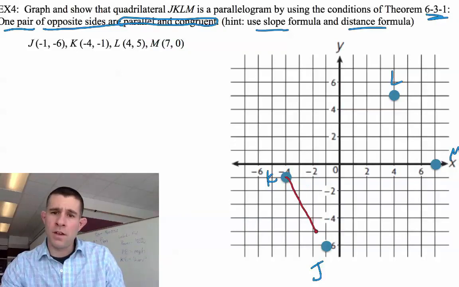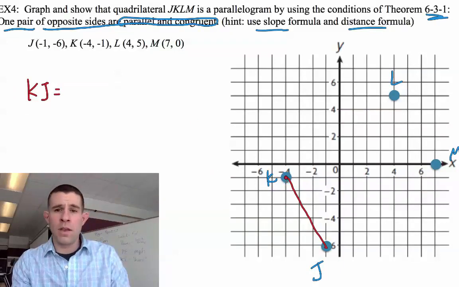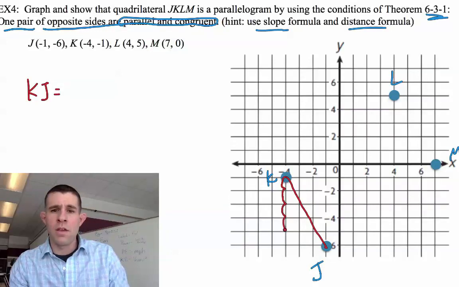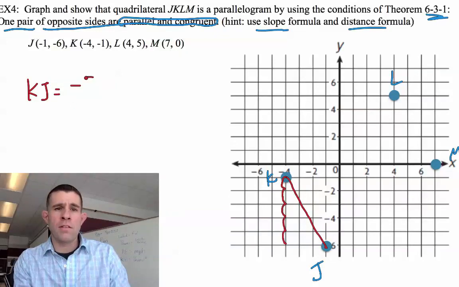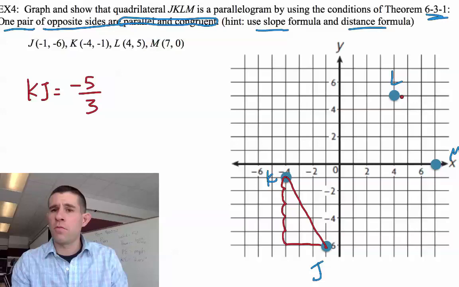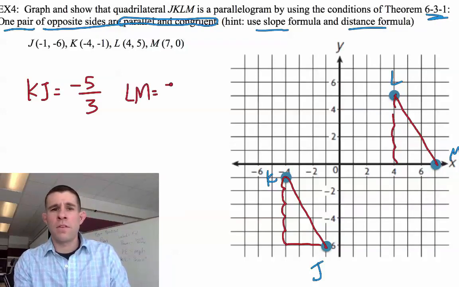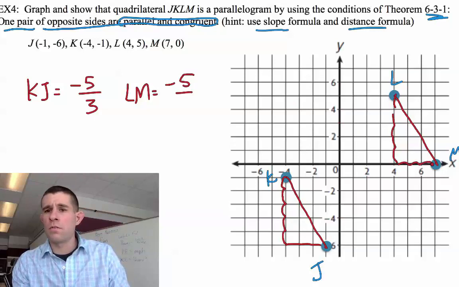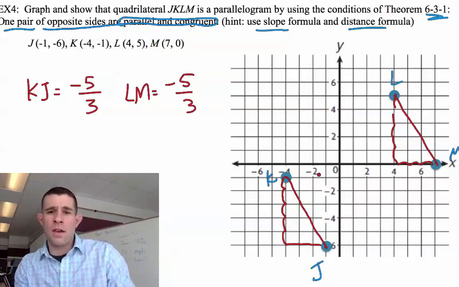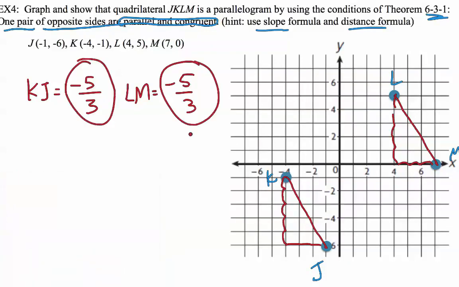So I'm going to connect those, and I'm going to find the slope of KJ. So remember again, slope is rise over run. Because it's plotted on a coordinate plane, I'm just going to simply count 1, 2, 3, 4, 5. So my rise is -5, and I'm going to run 1, 2, 3. All right, now let's find the slope for L to M. Again, I'm going to come down 1, 2, 3, 4, 5. So my slope for LM is -5 as well, and I'm going to run 1, 2, 3. So far it's looking pretty good. I have one pair of opposite sides that are parallel because our slopes are congruent to each other.